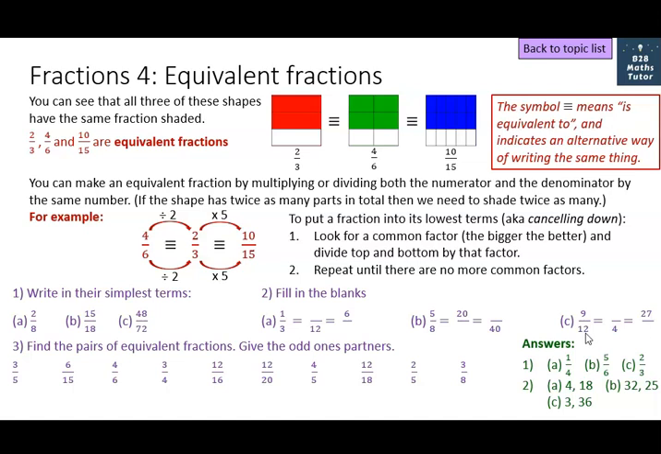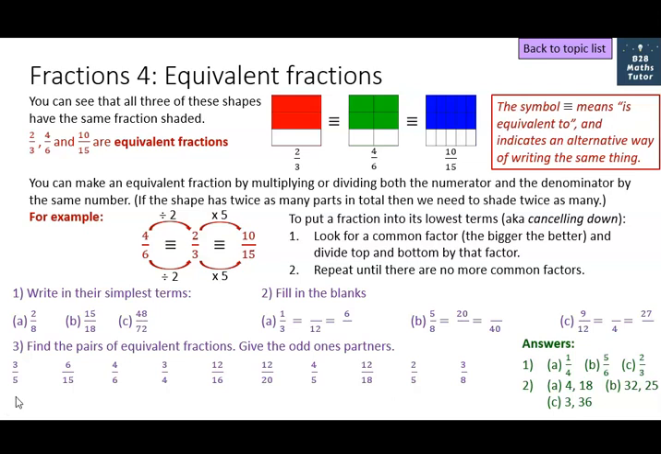On C, we've divided by 3 to get from 12 to 4. So we need to divide by 3 on the top as well. So we get 3/4. To go from 9/12 to 27 over something, 9 times 3 gives us 27, so we do 12 times 3 and we get 36. Now sometimes you might have to get from a fraction here to a fraction here where this number doesn't actually go into that one. So if that happens, you need to break it down into its lowest terms and then multiply up again.